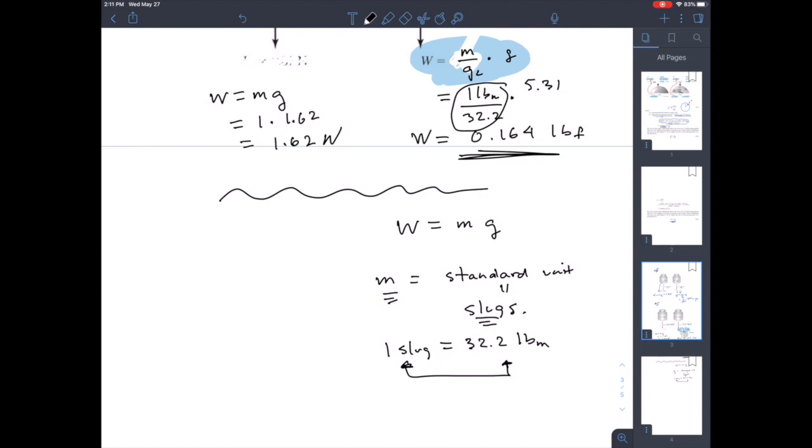Okay, so hopefully that will make some sense, and we'll do some practice problems to work that into our memory banks.